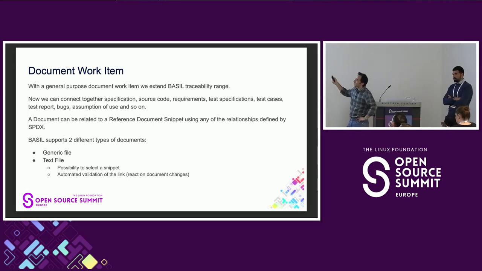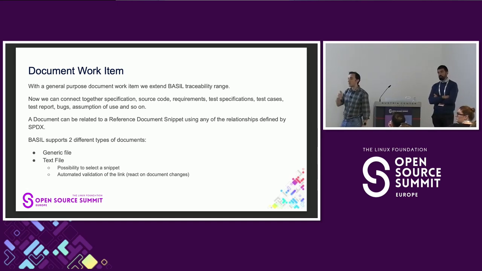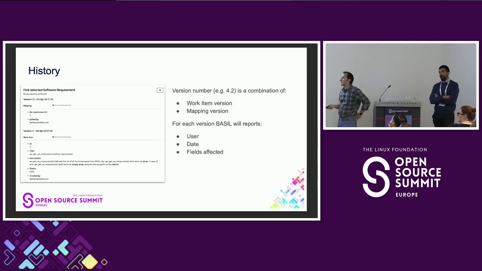This general purpose document can be of two types, generic file or text file. If you use a text file, which is really interesting in the case of source code, you can specify a snippet of the document, and BASIL will provide you with an automated validation of this link any time that you join the tool. So it will check if the code changed, and you will be notified if something changed and the mapping no longer exists. So traceability is often not enough.